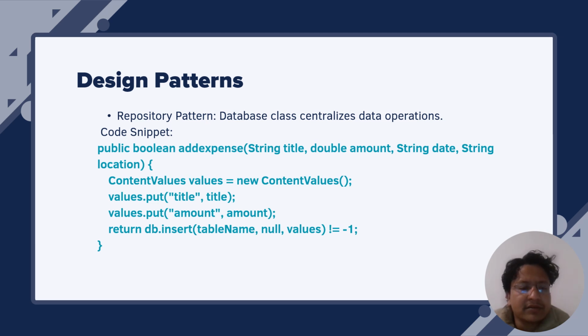This is another design pattern, the repository pattern, in the database class for centralized data operations. Public boolean addExpense, String title, double amount, String date, String location. The repository pattern centralizes database operations. If we migrate to Firestore later, only this class needs updating, with minimal disruption. This method handles validation and insertion, keeping the code clean.